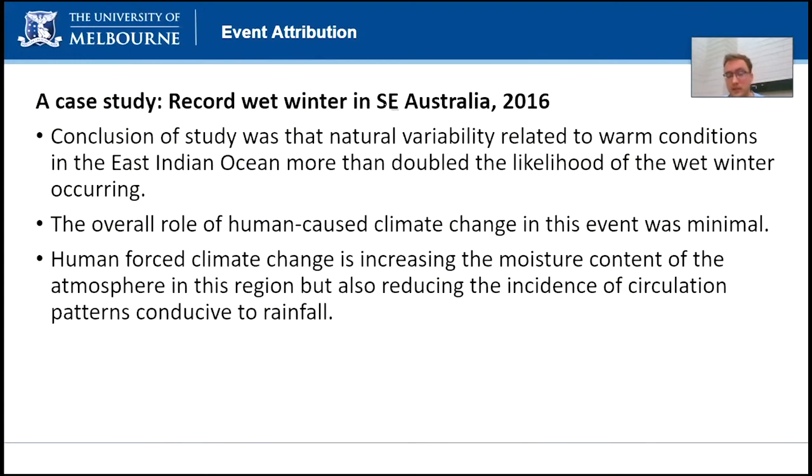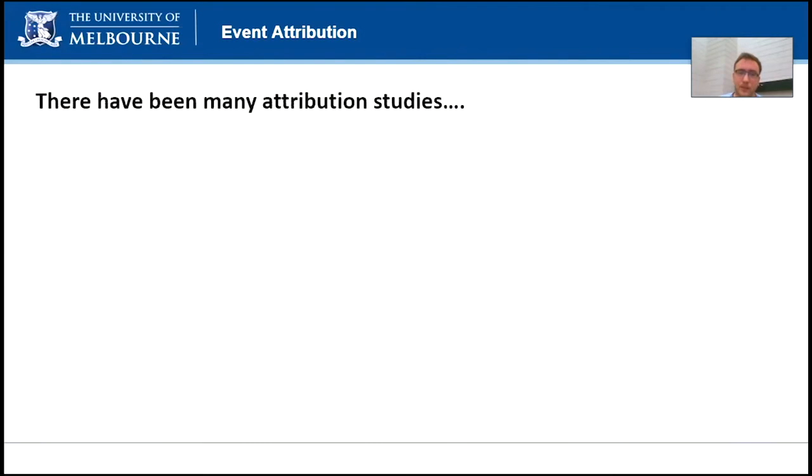Whereas the East Indian Ocean warmth both increases the moisture content of the atmosphere in Southeast Australia and increases the incidence of low pressure systems in the region. So that's just running through a very quick example. But this is just one of many attribution studies.